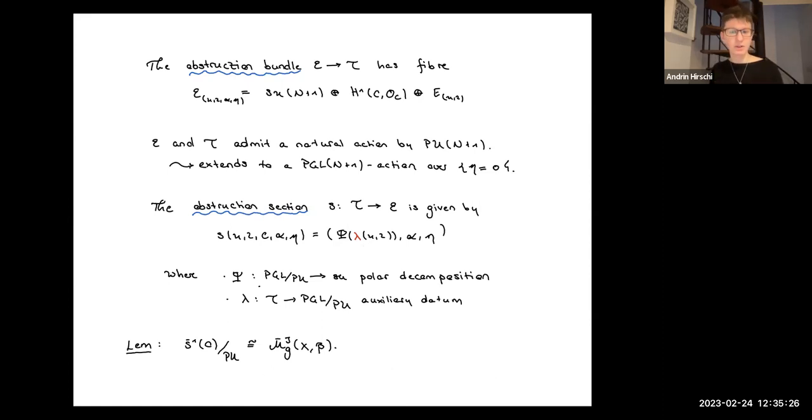So this obstruction section simply maps a tuple like this to, in the second component, alpha and eta. And in the first component, we have a map which is composed of the polar decomposition for PGL and PU n+1, and another auxiliary datum which we have to choose, respectively construct, which is simply a PU n+1 equivariant map from the thickening T to this quotient, which is PGL n+1 equivariant over the locus where eta vanishes.